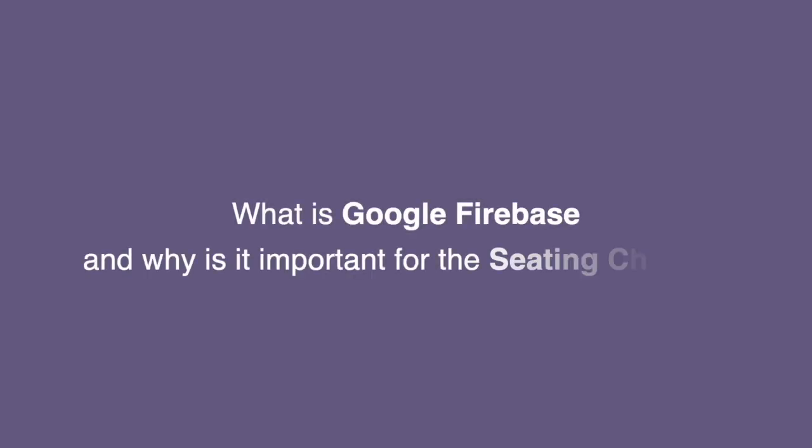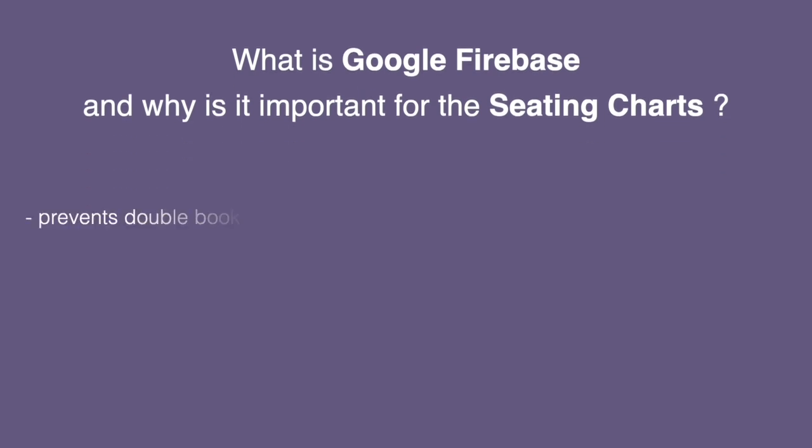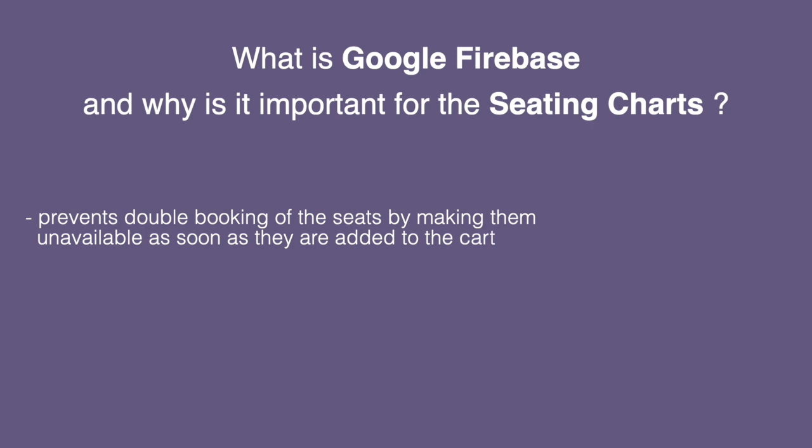Ever since we have released our Seating Charts add-on, the integration with Firebase was a staple for successful ticket sales with assigned seating. So, why exactly is the integration of the seating charts with Firebase so important? Well, the shortest possible answer is simply because this prevents double booking of the seats, which, as you can imagine, is quite an important thing.